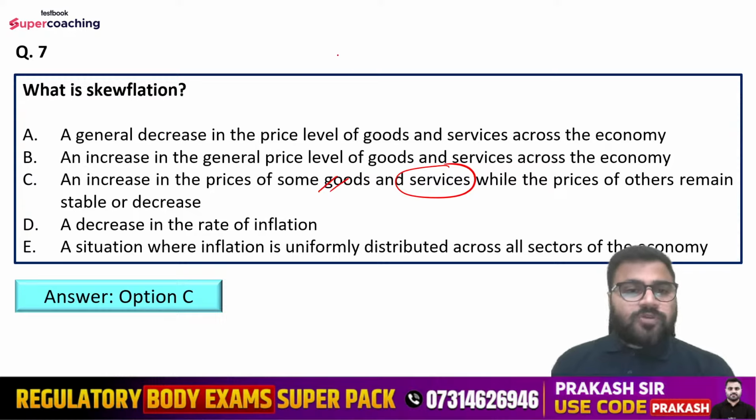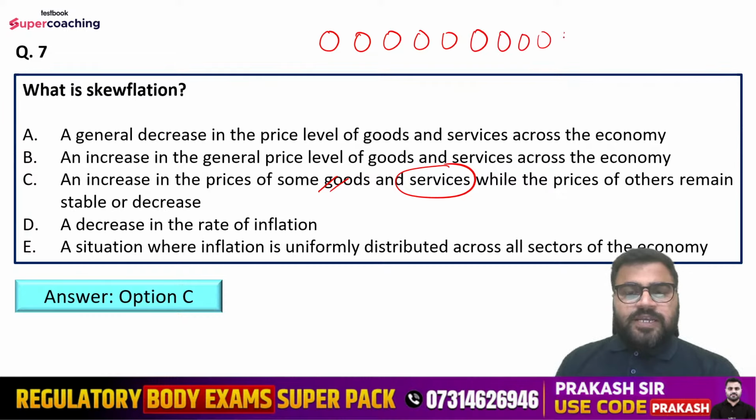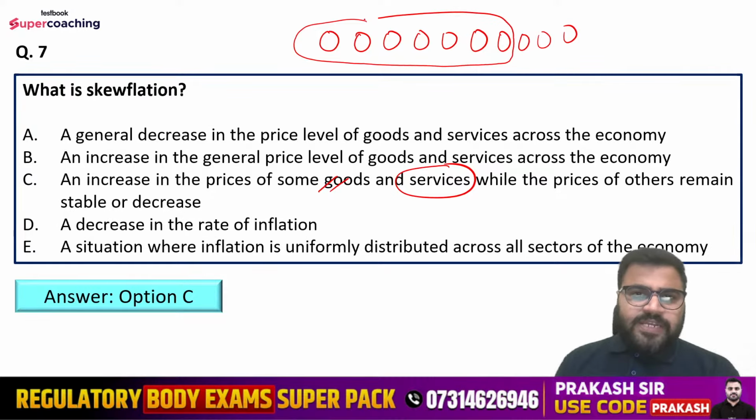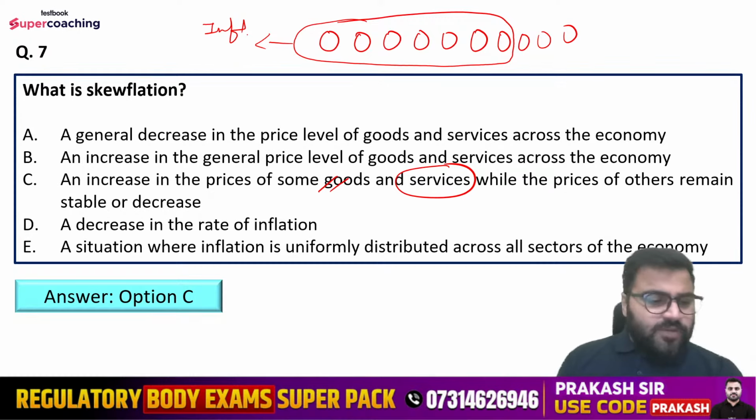What is happening? Suppose only 10 goods are produced in the economy, right? Just take an example. Suppose only 10 goods are produced in the economy, out of which the prices of 7 or 8 goods are going up, in that case, this is the inflation, right? Or suppose if the prices of most of the goods and services are going down, that is the deflation, right?